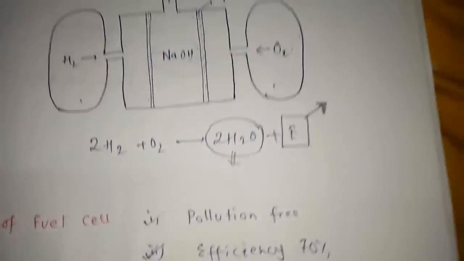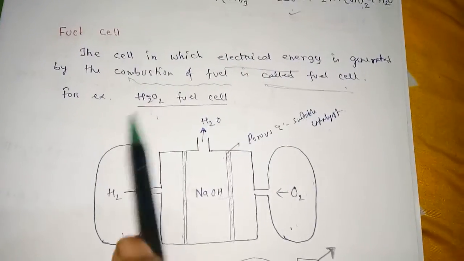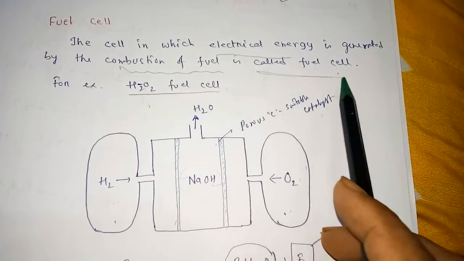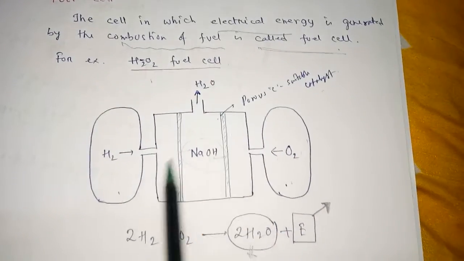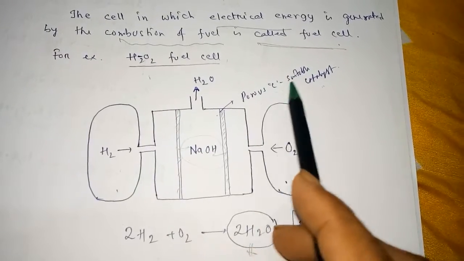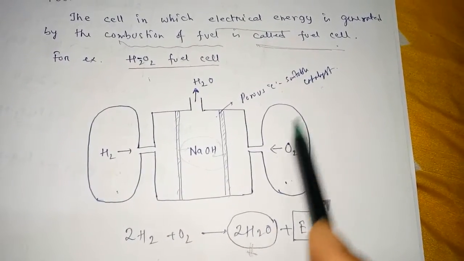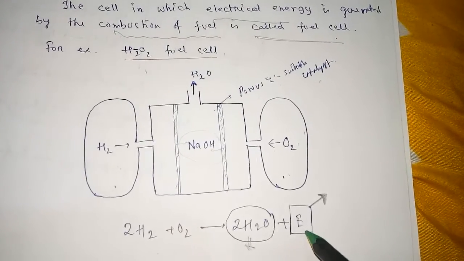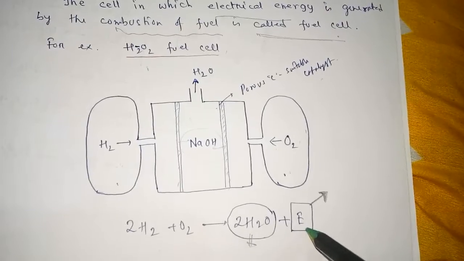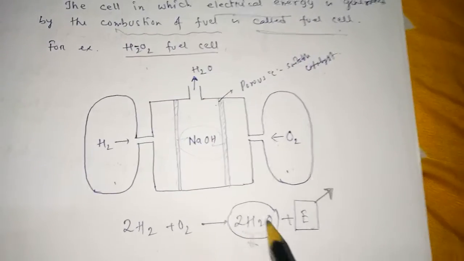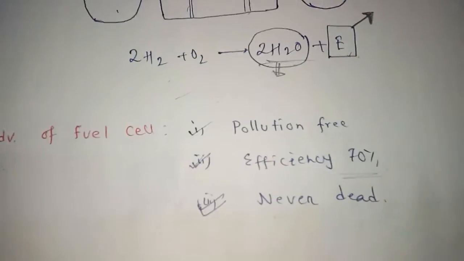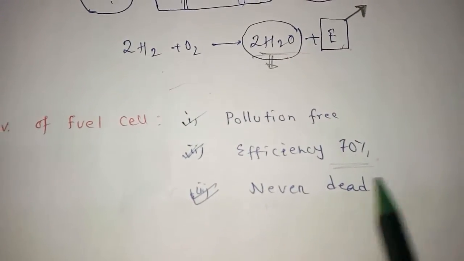So what have you learned about the fuel cell? The cell in which electric energy is generated by the combustion of fuel is called a fuel cell. For example, in the hydrogen oxygen fuel cell, hydrogen and oxygen bubble through porous carbon electrodes with a suitable catalyst, then react together to give you water and energy. So it is used as a rocket fuel, and this water can be drunk by the astronauts. The advantages of the fuel cell are that it is pollution free, its efficiency is 70%, and it never dies.